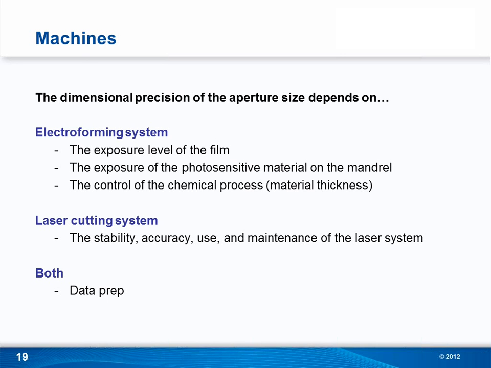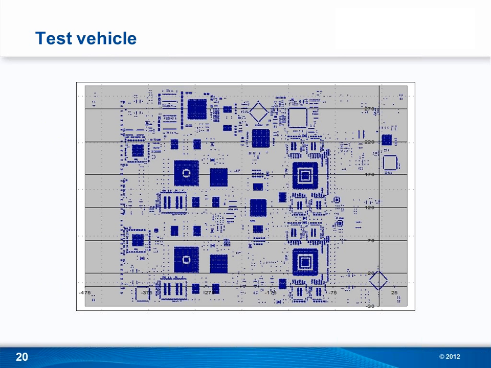And for both of those systems, you have to make sure that the data is prepared correctly, because without the correct data, you won't get a good stencil. And later we'll actually talk a little bit more about data prep and how that can affect the whole accuracy of the stencil aperture size. But for now, let's get back to our test with the 16 stencils.